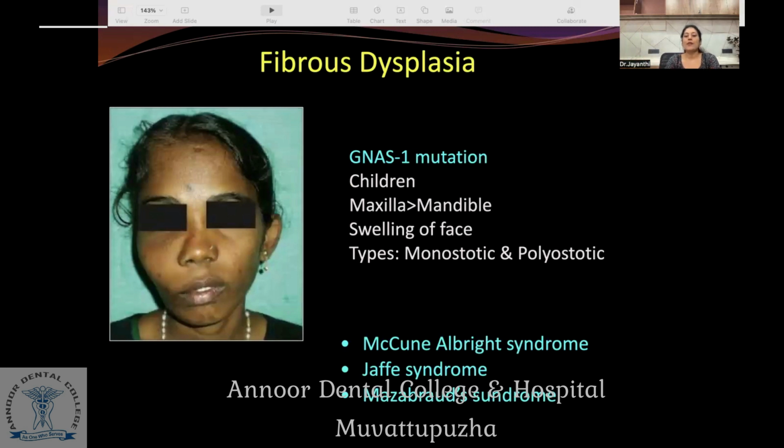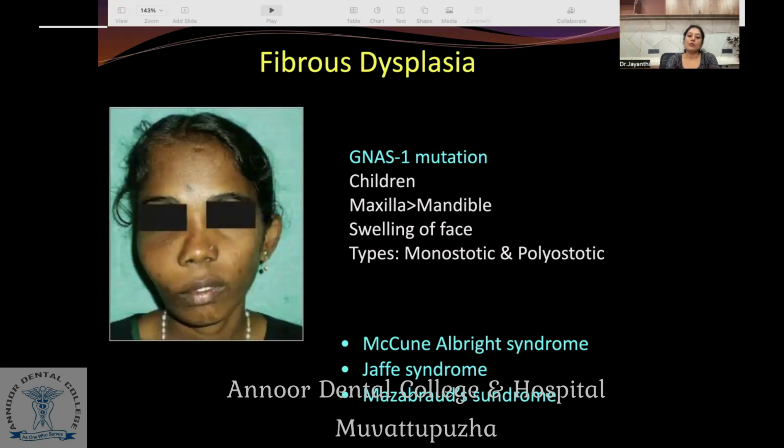Just know that fibrous dysplasia, number one, is a fibrous lesion. Number two, it is a developmental type of fibrous lesion with a mutation in a particular gene called GNAS. It is more common in children or the adolescent age group, because I already mentioned that all the developmental disorders commonly manifest in children. When you compare the jaw bones, the maxilla is more involved than the mandible. You can see in the clinical picture here, there will be a swelling or enlargement of the maxilla. That's a characteristic clinical feature.